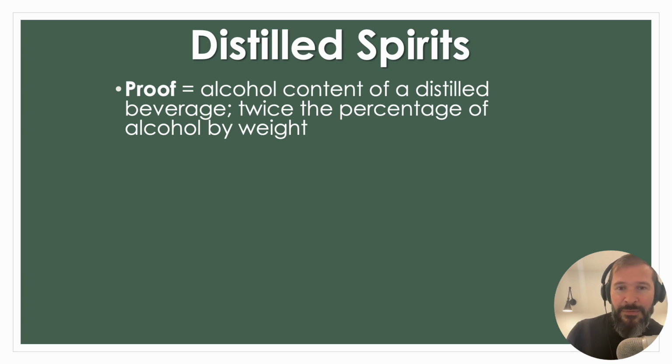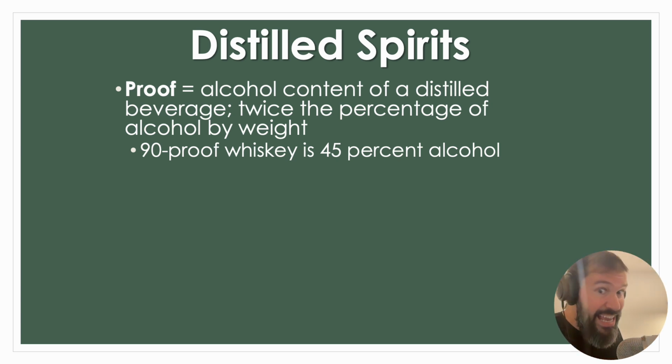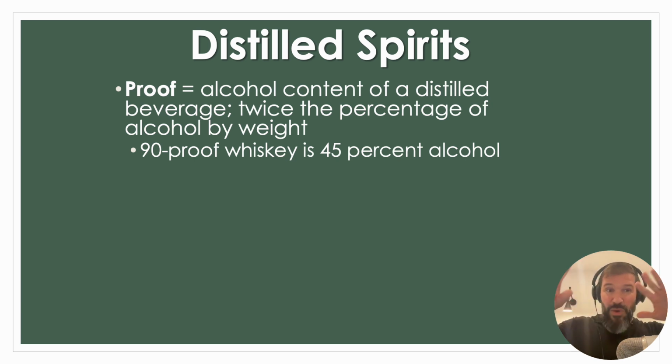You may have heard of certain beverages being known as 80 proof or 90 proof. Proof is the alcohol content of a distilled beverage, or a distilled spirit. It is twice the percentage of alcohol by weight. When we're talking about alcohol by weight, that's what you see on a bottle or a label, a percentage, 40%, 45%. So for example, 90 proof whiskey is 45% alcohol. 40% alcohol is 80 proof rum. An easy way of thinking of this is just twice. Think of double here.